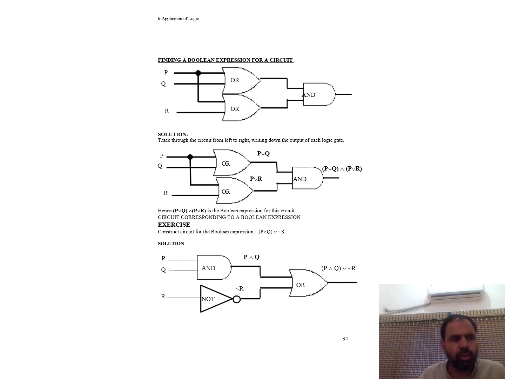Now, the circuit corresponding to a Boolean expression: it's an exercise for us to construct the circuit for the Boolean expression P and Q or negation R. This is P, Q with an AND gate, and this is a NOT gate. This is R, so this is negation R. It's P and Q, and now this goes with an OR gate. So this is P and Q or negation R. So we make it in the circuit, which is much easier to express in this way.